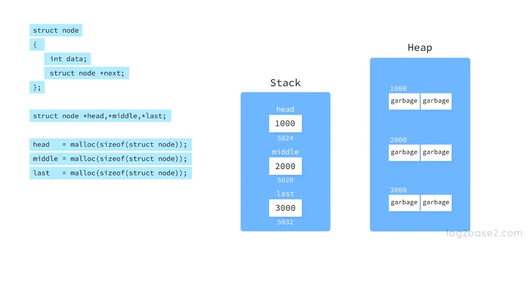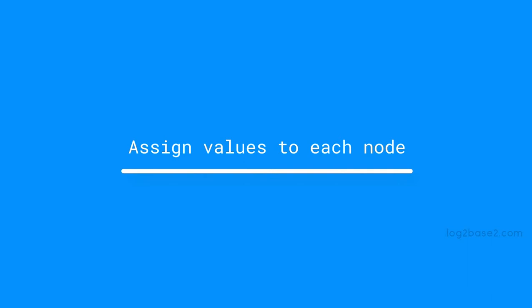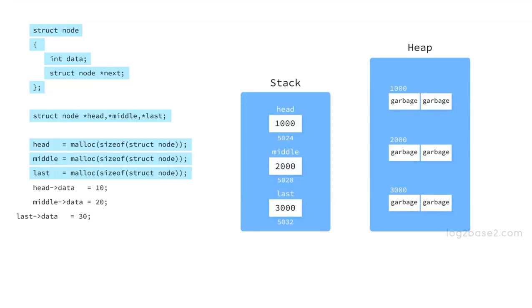Next, we need values in the nodes. So let us assign values 10, 20 and 30 to these nodes. The values will be stored in the data part of the node. So write head data equal to 10, then middle data equal to 20 and last data equal to 30. So now we have the nodes with values.